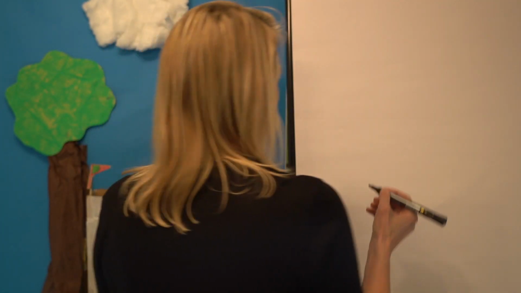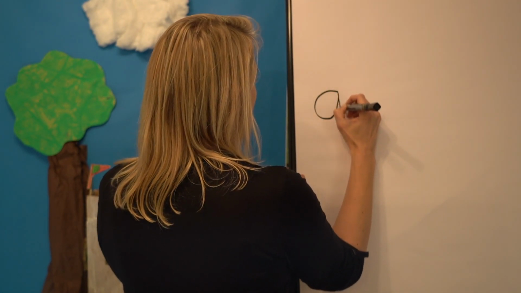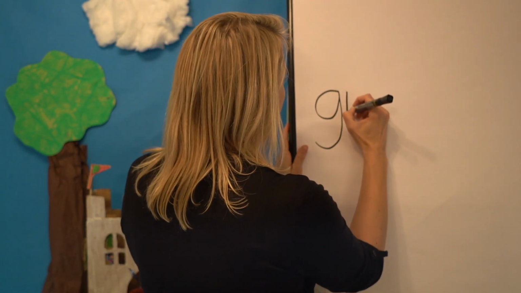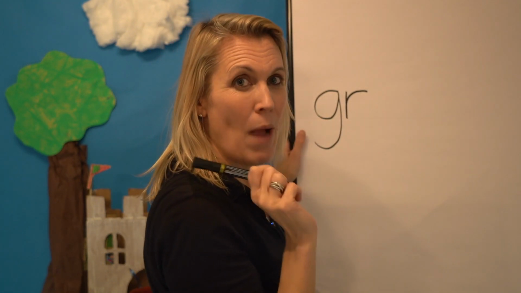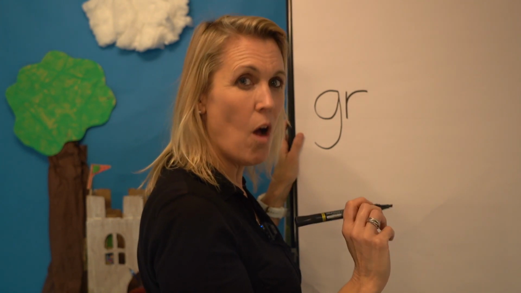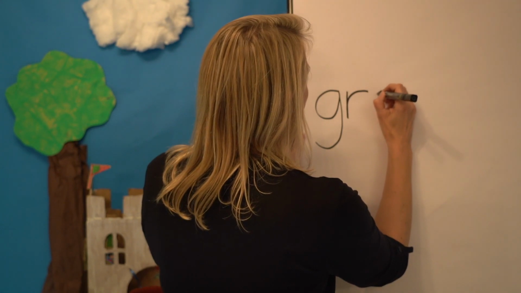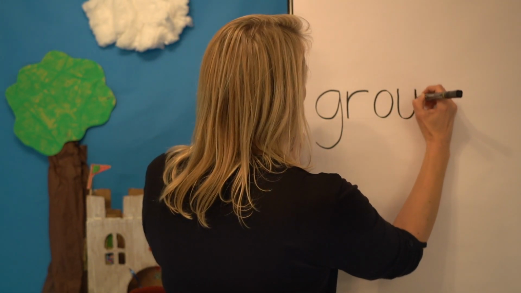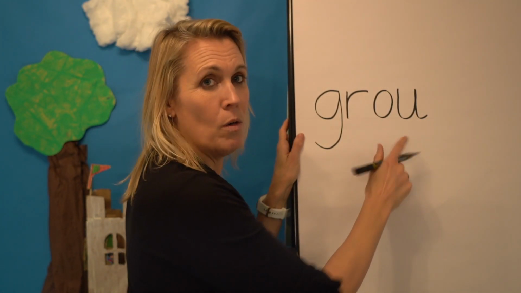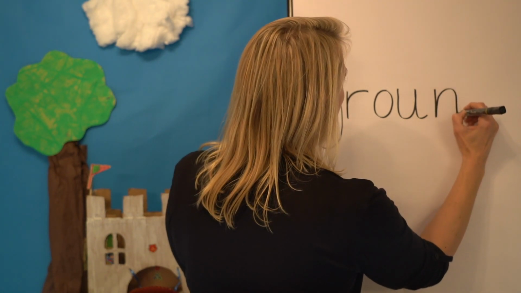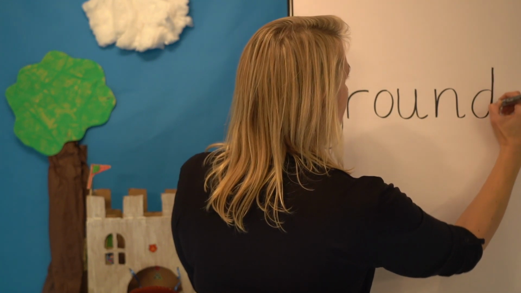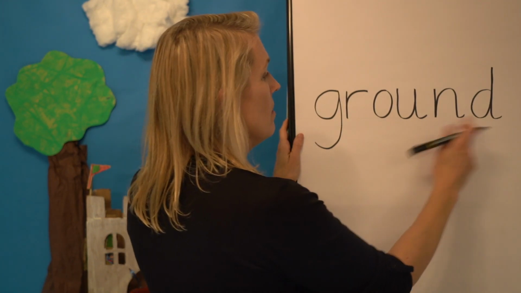Let's count how many sounds there are. G, r, ow, n, d. That's 5 sounds. Watch me write ground. I need 5 sounds. G, r. Now, ow is a digraph, 2 letters, 1 sound. So I need to write 2 letters. G, r, ow, n, d. G, r, ow, n, d.